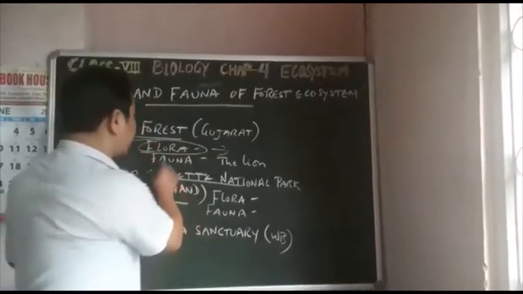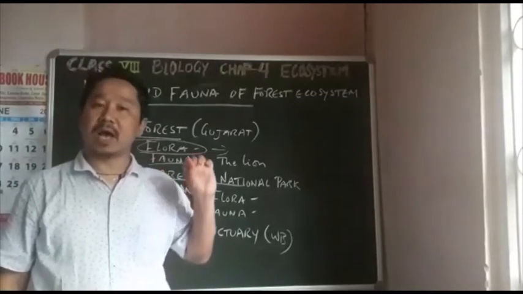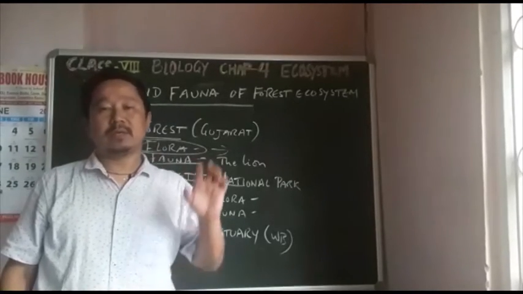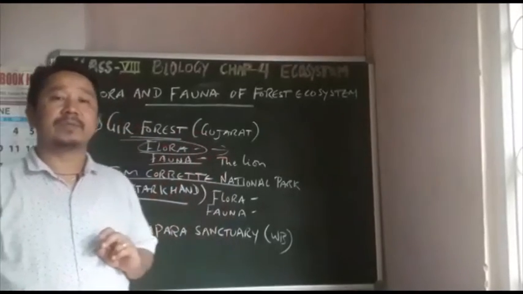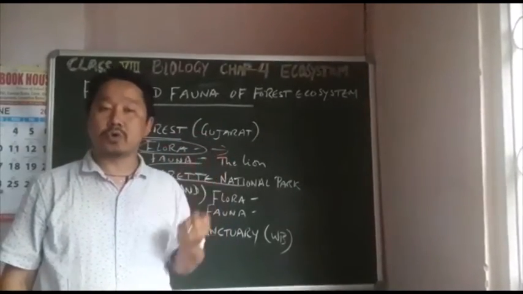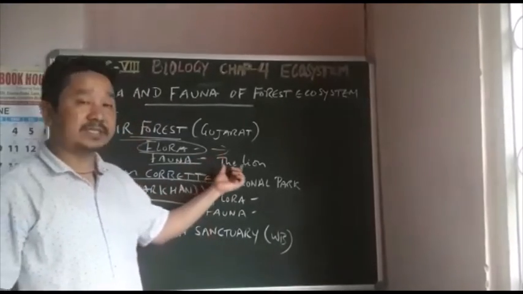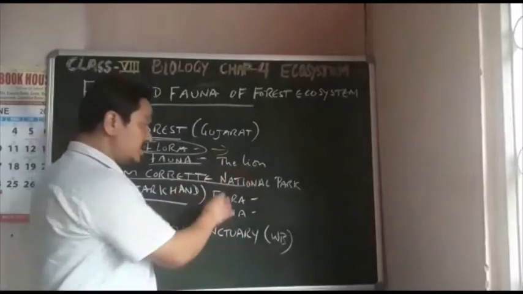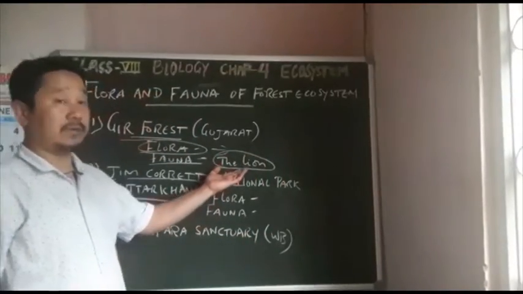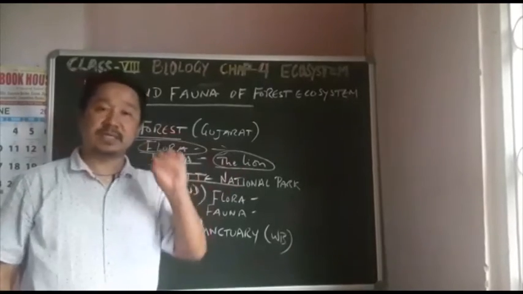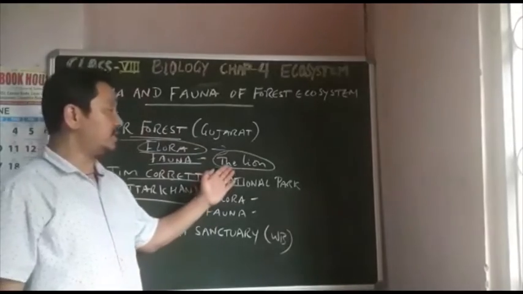And the fauna, the animals present in this forest, are bears, dogs, cats, rats, rabbits, crows, kites, vultures, and the most significant one, the lion. The most significant animal present in the Gir forest is the lion.